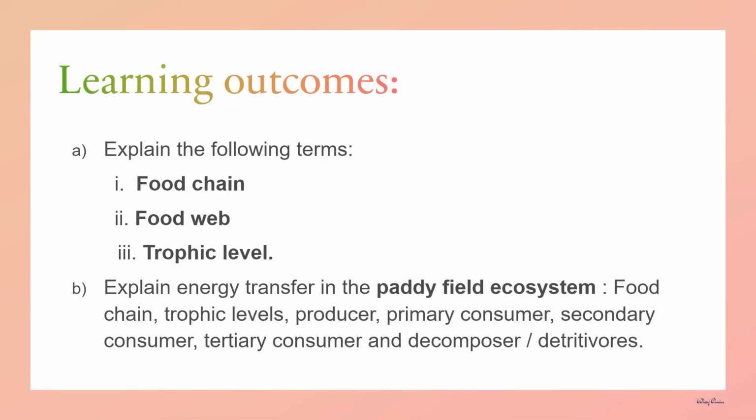In this topic, we are going to focus on two learning outcomes. First of all, we study the terminologies of food chain, food web, and trophic level. After that, we have to study the concept of energy transfer by using the example of paddy field ecosystem.